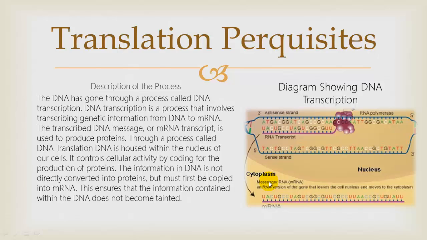DNA is housed within the nucleus of our cells and controls our cellular activity by coding for the production of proteins. The information in DNA is not directly converted into proteins, but must first be copied into mRNA. This ensures that the information contained within the DNA does not become tainted. My project wasn't on transcription, but before translation can happen, transcription has to happen, and this picture summarizes that. An mRNA transcript is made from one strand of DNA containing the information needed to produce a protein in the process called translation. So let's move on to the process of translation.